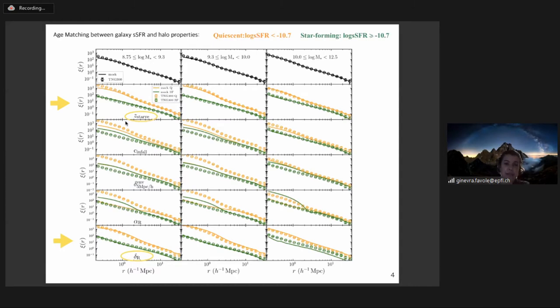This SHAM plus age matching technique is particularly useful for analyzing the clustering properties of emission line galaxies and quasars that will be targeted by next generation surveys. And this is my summary.